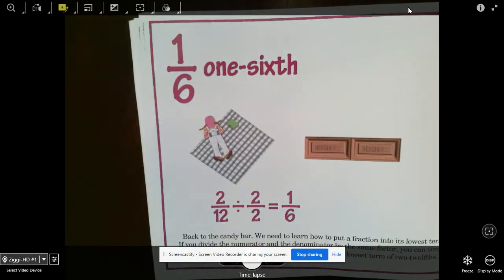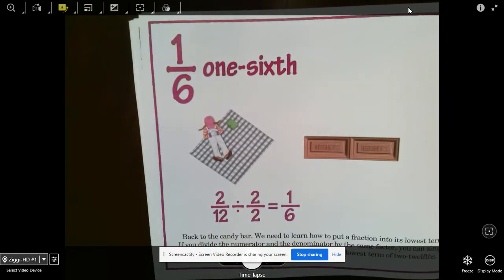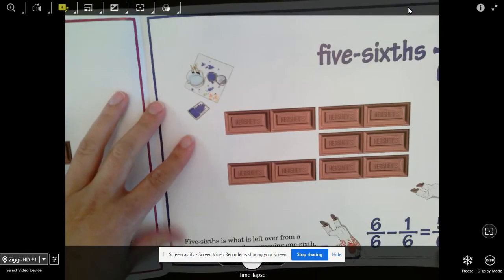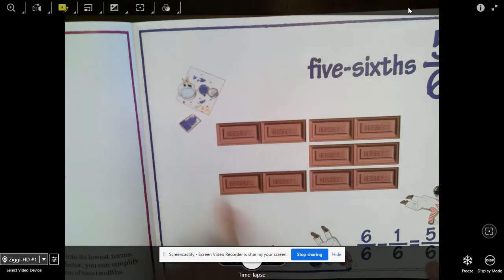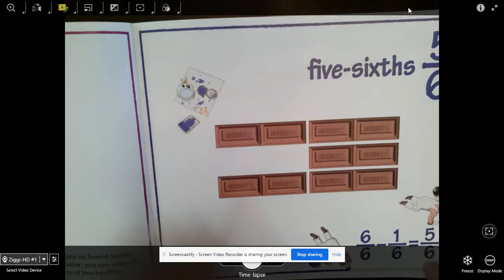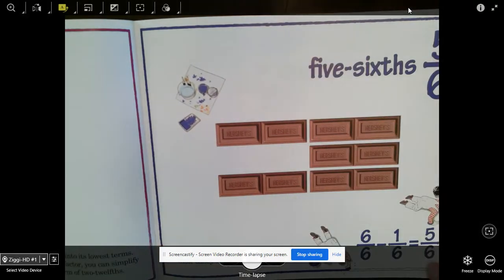If I was to divide it all into 6 equal sections, then this is one of those sections. 2/12 divided by 2/12 equals 1/6. 5/6. So the other section, so the one on the other page, 1, 2, 3, 4, 5, 6 sections. So this is 1, 2, 3, 4, 5, 6.